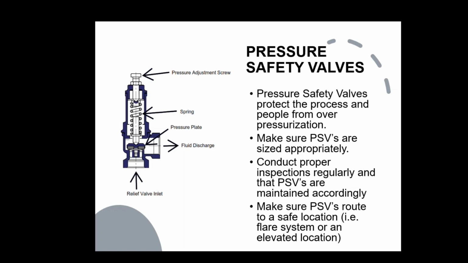Another thing to note is to conduct proper inspections regularly and that the PSVs are maintained accordingly so that these PSVs can be credited in a PHA confidently. You always want to make sure that your PSVs route to a safe location, for example, a flare system or even to an elevated location away from any personnel.